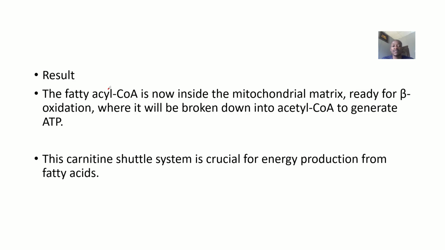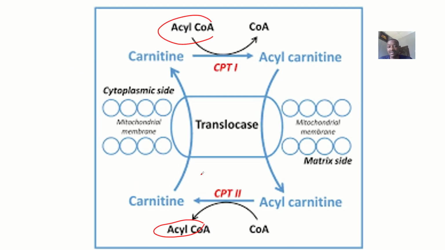So that's it. What is the result? The fatty acyl CoA that is now in the mitochondrial matrix will be ready for beta-oxidation, where it will be broken down into acetyl CoA to generate ATP, which is energy. For the conclusion, we say that the carnitine shuttle system is crucial for energy production from fatty acids.